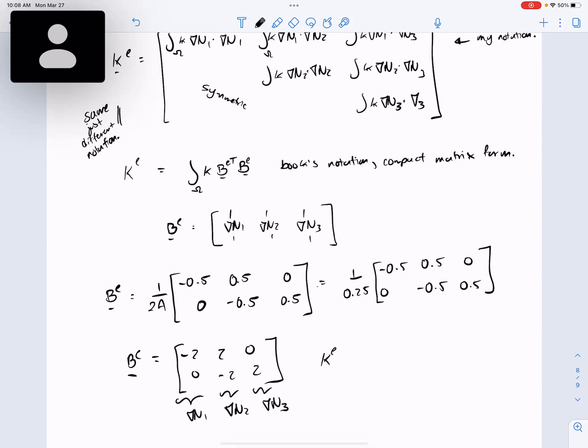And again, the K matrix is just the integral of B_E transpose B_E. Note that this B_E is constant, right? So because B_E is constant, this is just the area. So the integral of 1 is just the area, times B_E transpose B.